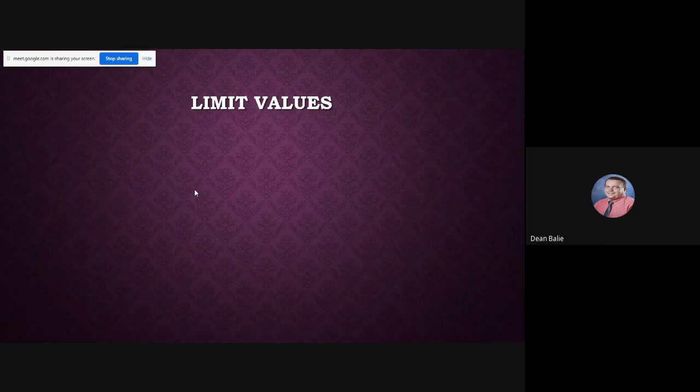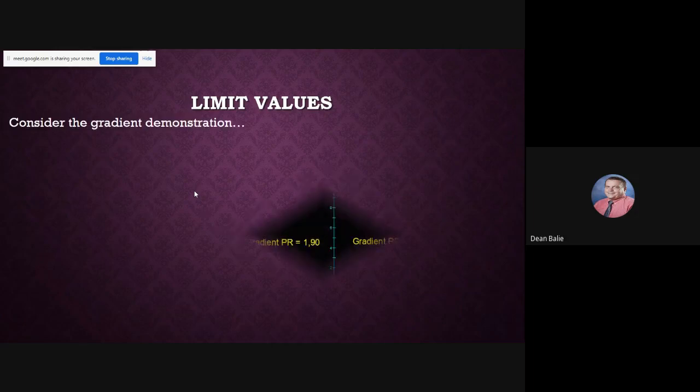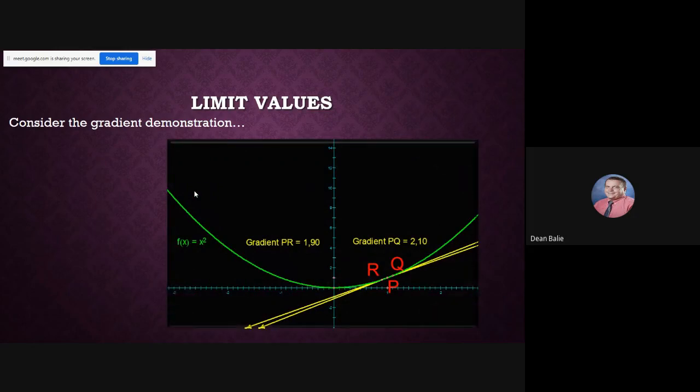What am I talking about particularly when we're dealing with limit values? Let's consider our gradient demonstration that we did yesterday. Now, guys, I do understand that this is a rather abstract concept, and I've tried to make it as concrete as possible through these demonstrations. But I do need you to stop me, interrupt and ask questions if there's something that is not sitting well in your mind.